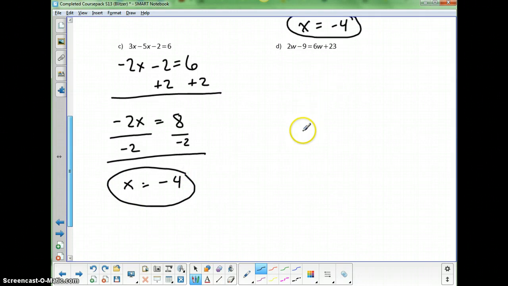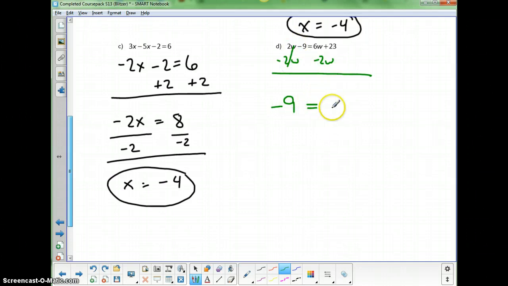Okay, in part D, again I start off with a situation where I have the variable on two different sides. So I'm going to need to subtract one of them. I can either subtract the 2w or the 6w. I prefer to move the smaller value because it will leave me with a positive value left over. So I remove the 2w, and I've got negative 9 equals 6 minus 2w, positive 4w, plus 23.